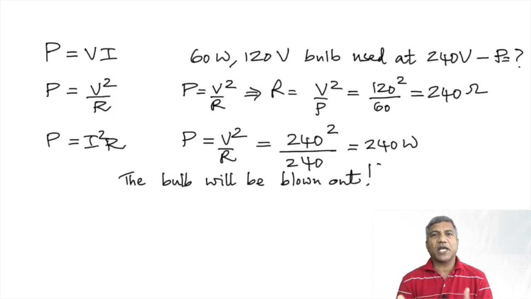So if we had done this backwards, like if this was originally supposed to work at 240 and it produced 60 watts, then at 120, which is half of the voltage, the power would be 15 watts. The idea is because there is the square of the voltage. If the voltage doubles, the power quadruples. If the voltage becomes half, then the power becomes 1/4. Basic idea. So that's how you calculate the power in such cases.